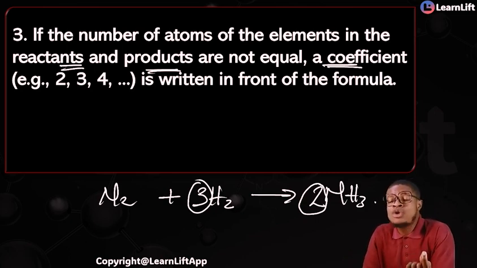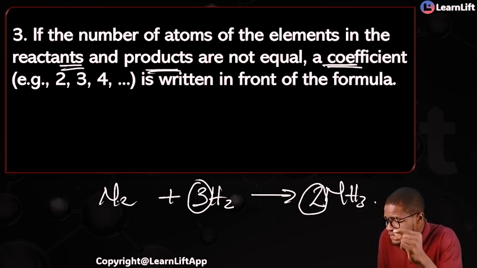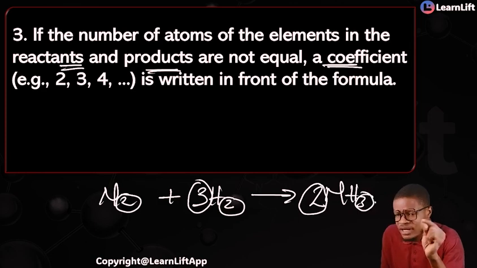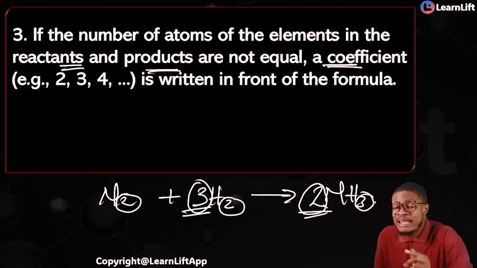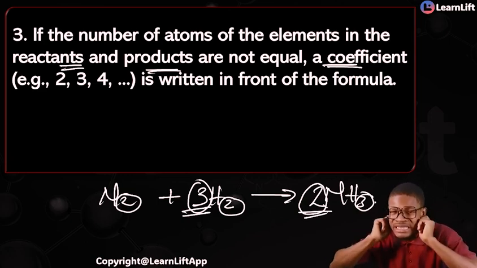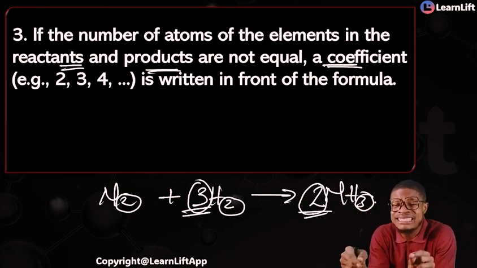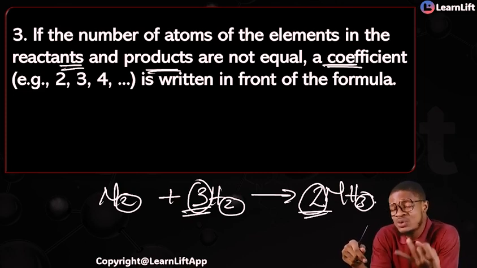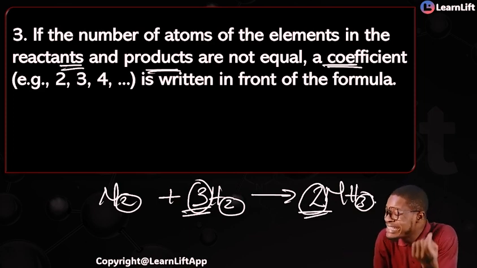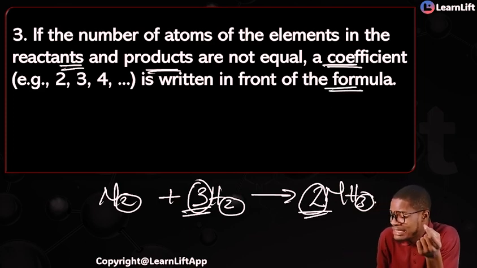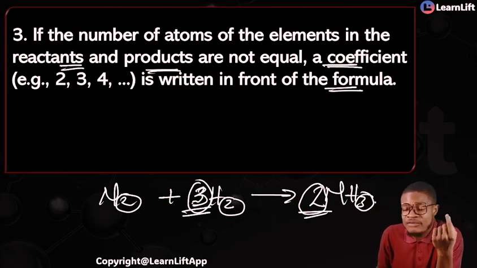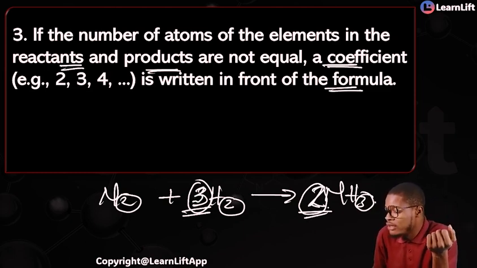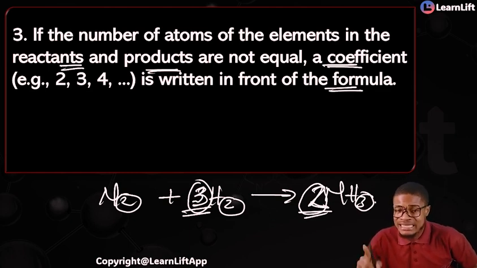And you are not going to disturb the subscripts, like these small numbers that are down here. I'm coming there. I will show you the law that governs this very squarely. What we are going to be disturbing is the coefficients, the values that are in front. Again, what is your step 3? If the number of atoms of the elements in the reactant and product are not equal, what happens? A coefficient, whether 2, 3, or 4, whatever number you like, is written in front of the formula. And that is exactly what we have done. We have added 3 in front of hydrogen. We have added 2 in front of what? Ammonia, to balance it. And then what is your step 4?